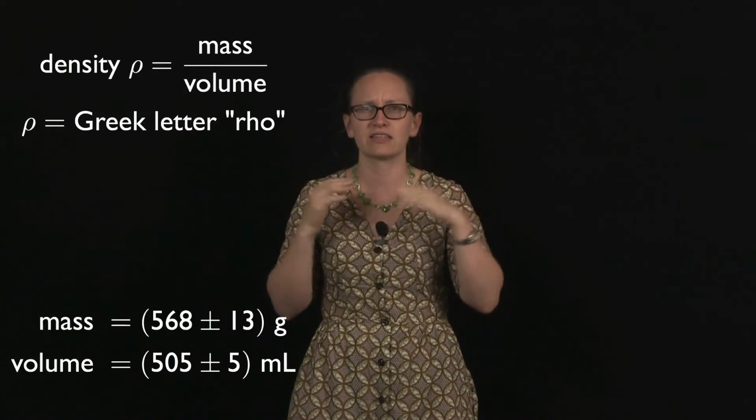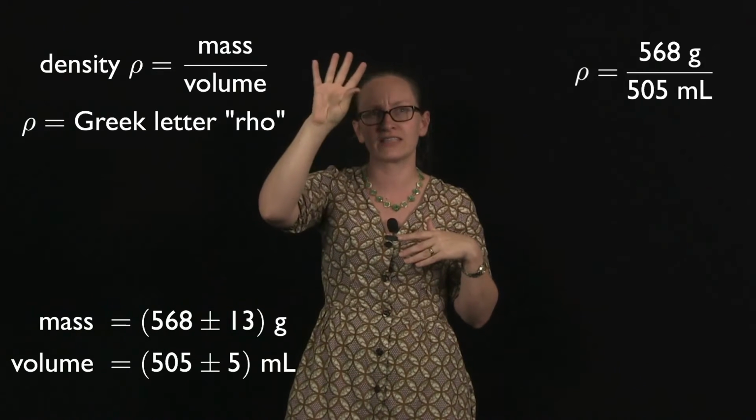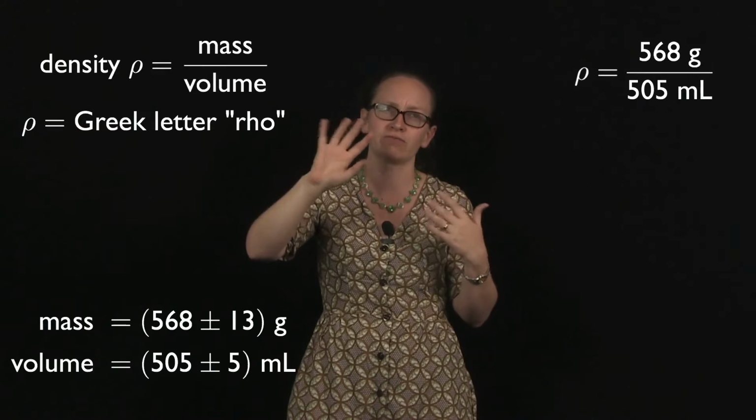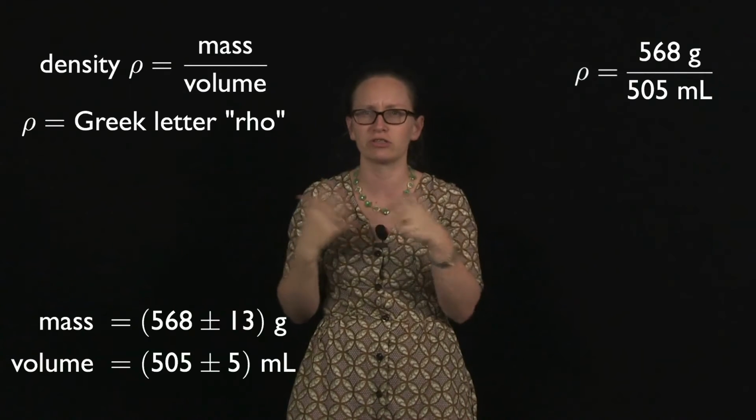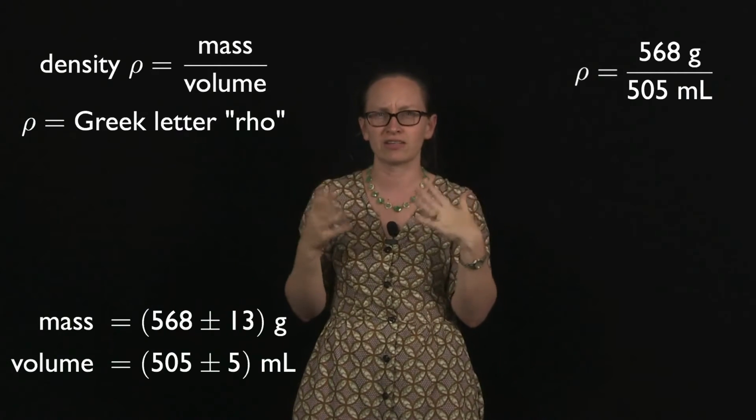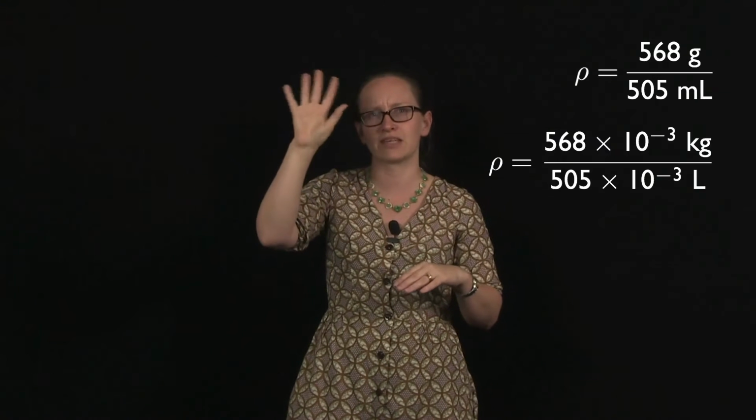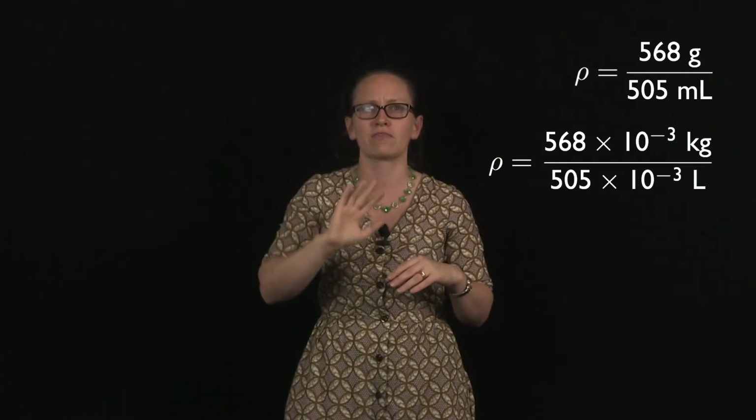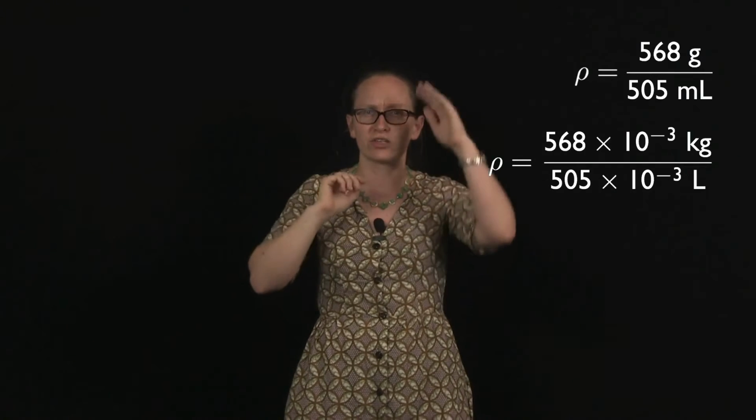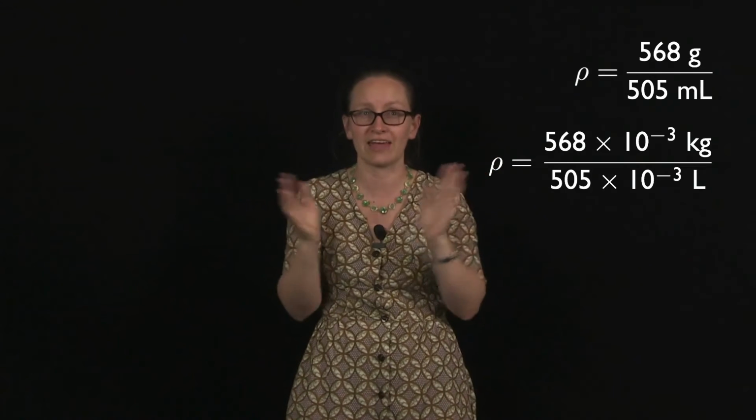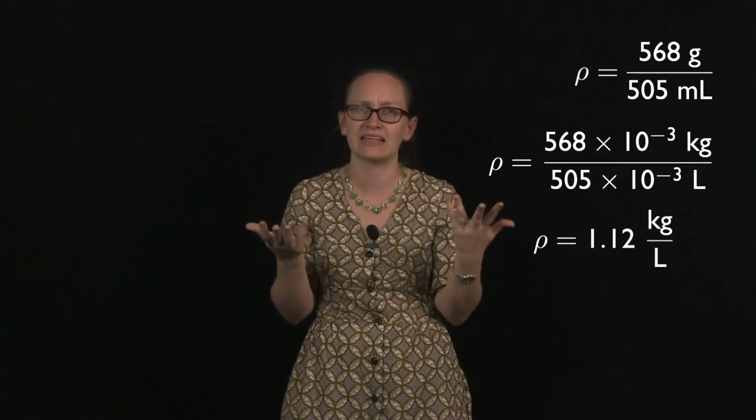In this case, the density is equal to the mass over the volume, which is 568 grams over 505 milliliters. Now, grams and milliliters aren't especially good units to use, so let's convert this to kilograms per litre. So this is 568 times 10 to the minus 3 kilograms over 505 times 10 to the minus 3 litres. Those 10 to the minus 3 factors actually cancel out, and we end up with 1.12 kilograms per litre.